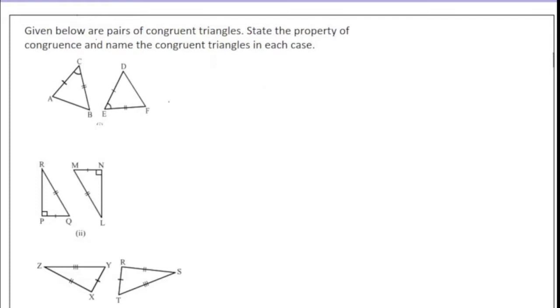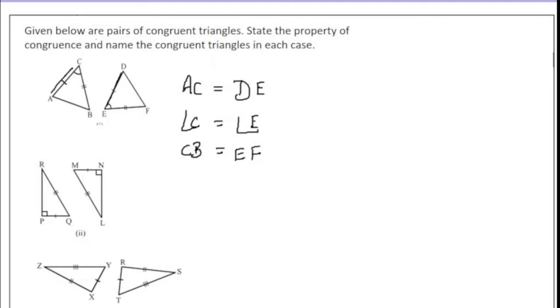So we have AC from this line. AC is equal to DE. So that we get it from these single lines that are there. AC is equal to DE. Then we have this one angle. Angle C is equal to angle E. And the next pair of sides are CB is equal to EF.